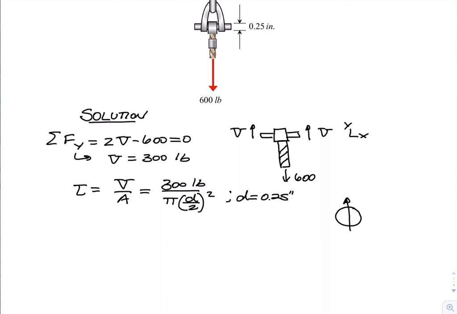We can classify something as single-sided, double-sided, but it really all comes down to that FBD. We see that since there is a support on both sides, there are two shear forces that are resisting that 600-pound load. Hence, it's a double-sided shear. What that means is that each side only carries 300 pounds, and that's the shear force we use in order to calculate our shear stress.